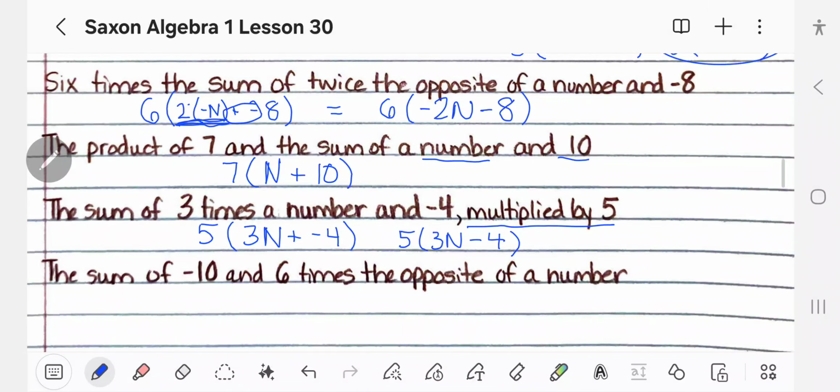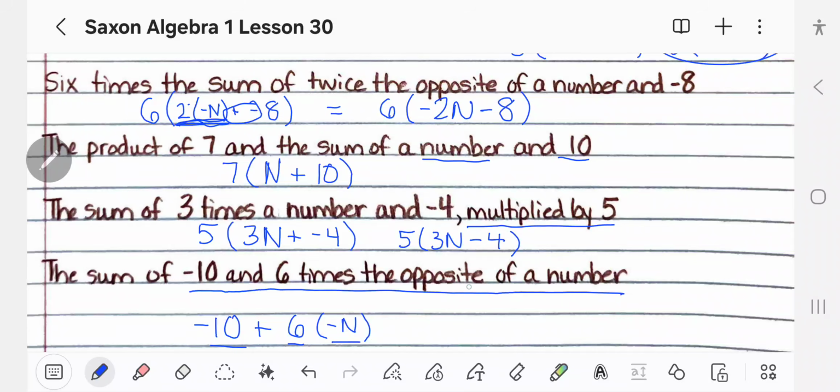The sum of negative 10 and 6 times the opposite of a number. So we're going to have a sum of negative 10 we're going to add to it 6 times the opposite of a number. Now, I could put all of this in parentheses, but there's nothing multiplied by the sum, so I don't have to have that. So the sum of -10 and 6 times the opposite of a number.